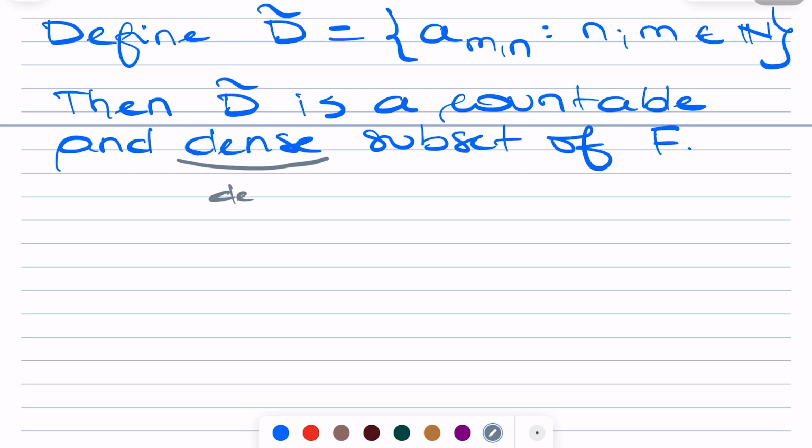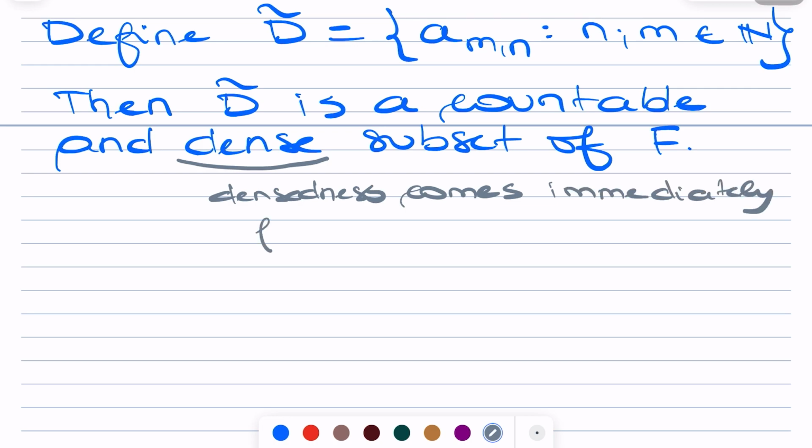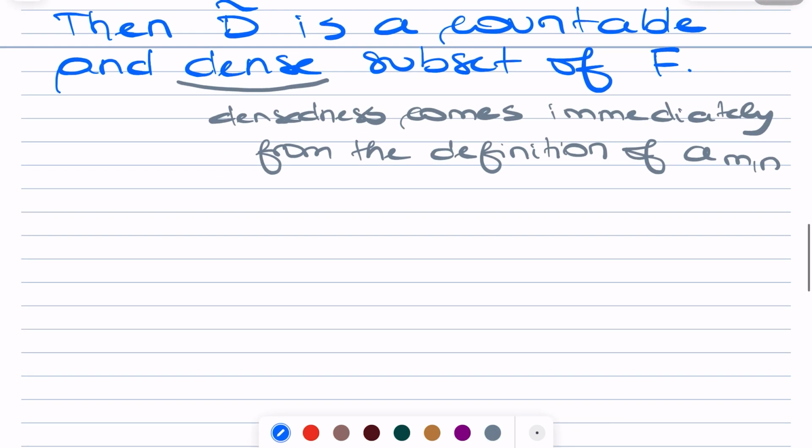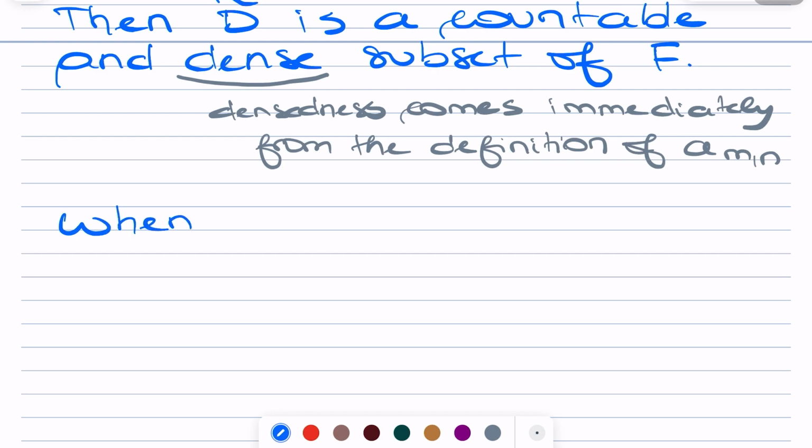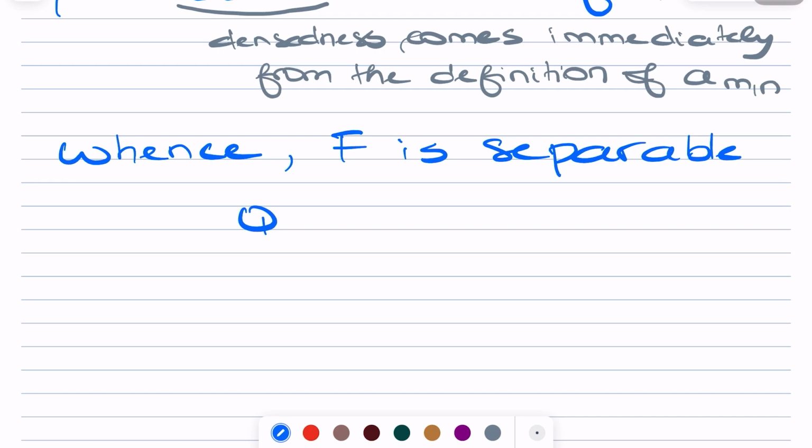So denseness actually comes immediately from the definition of the point a_nm. And then you can conclude that F is separable. And then we are done. Okay, good.